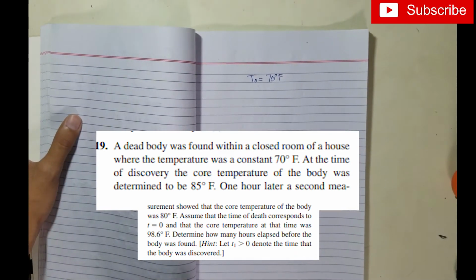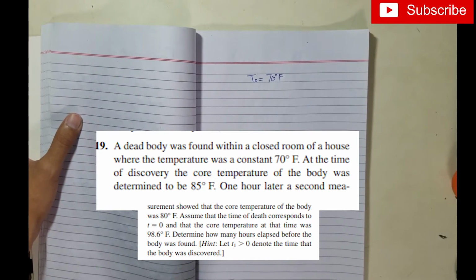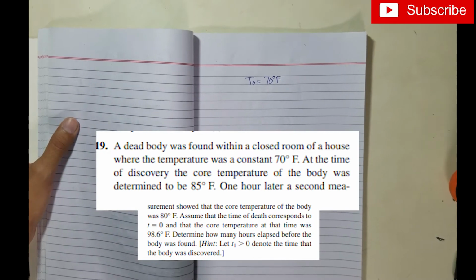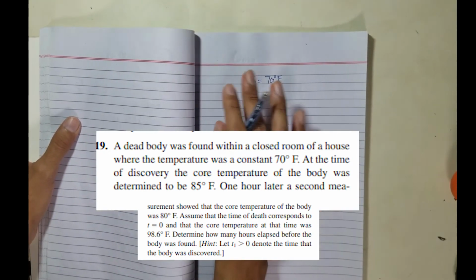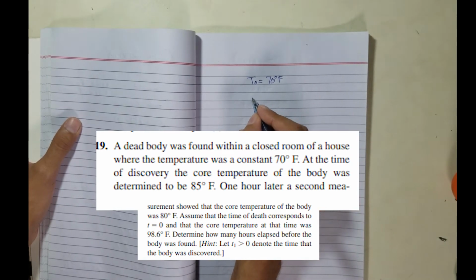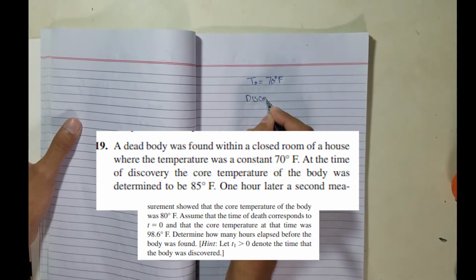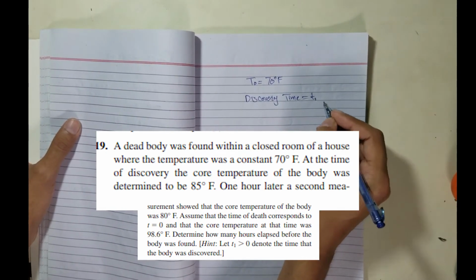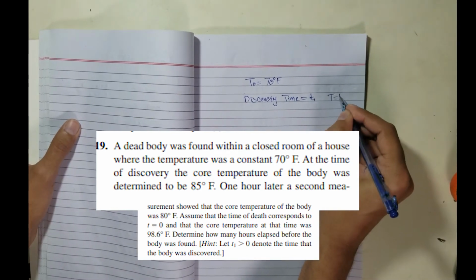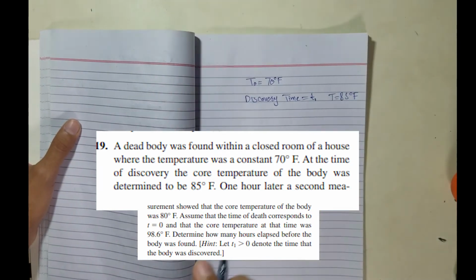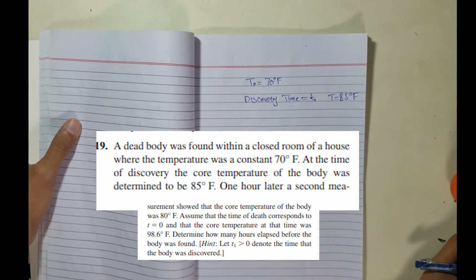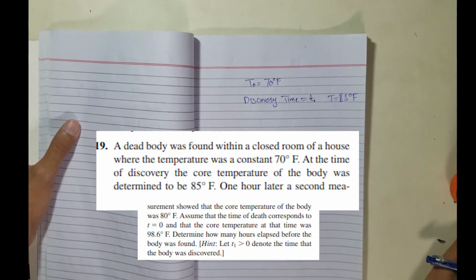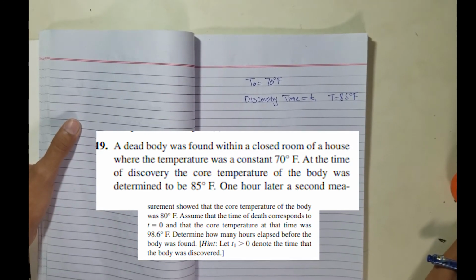So first is this. At the time of discovery, the core temperature of the body was determined to be 85 degree Fahrenheit. So at the time of discovery, so he does not mention any time, so I called it discovery time as T1, and at T1 the temperature is 85 degree Fahrenheit. 1 hour later, a second measurement showed that the core temperature of the body was 80 degree Fahrenheit.